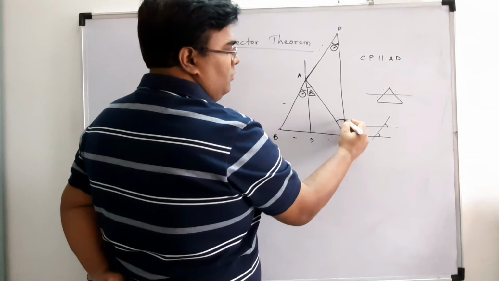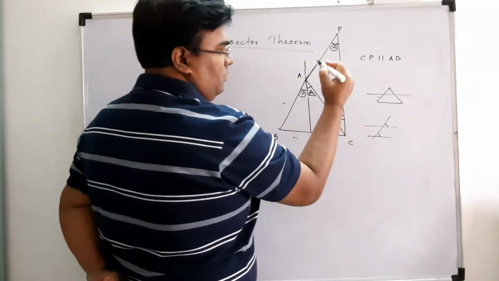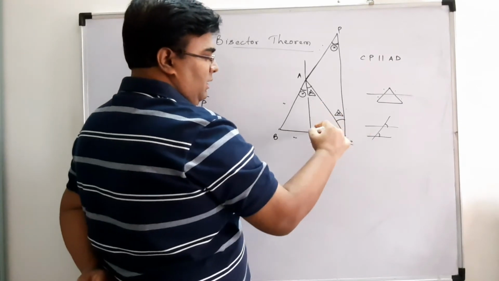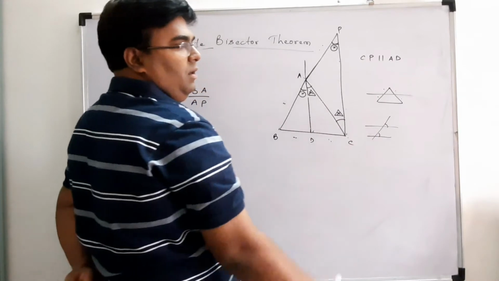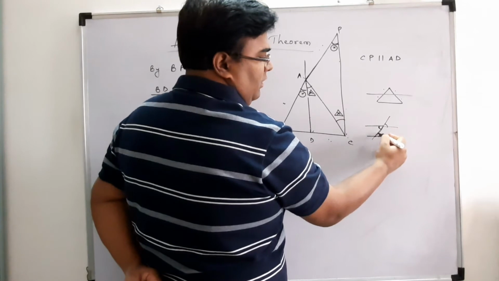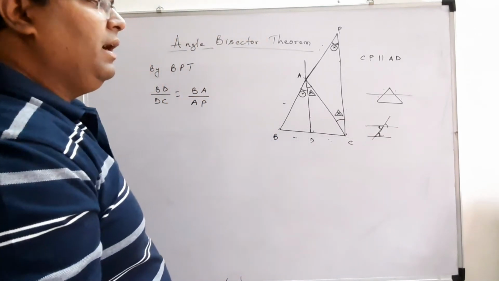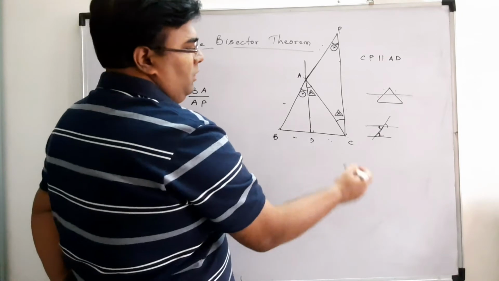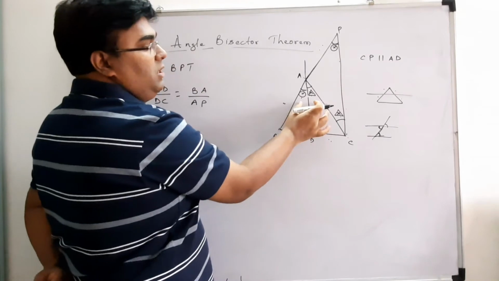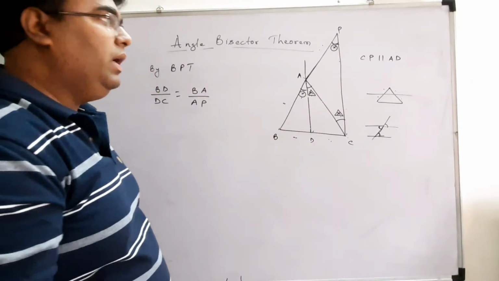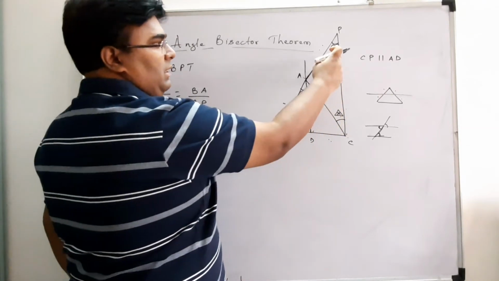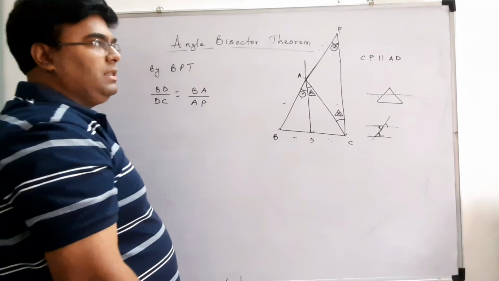Now this angle is equal to this angle. Why? See, lines are parallel, and this is what? Alternate angles. This angle and this angle are known as alternate angles, and they are equal. So this angle is equal to this angle, and this angle is equal to this angle, but these two angles are equal with each other. Why? Because AD is my angle bisector. So we can say that this angle is equal to this angle.